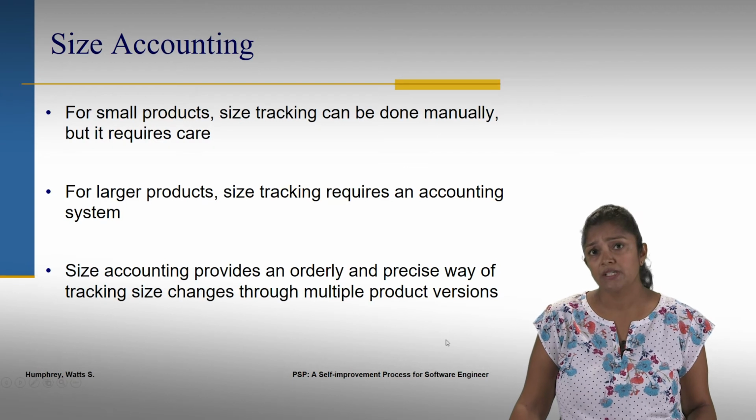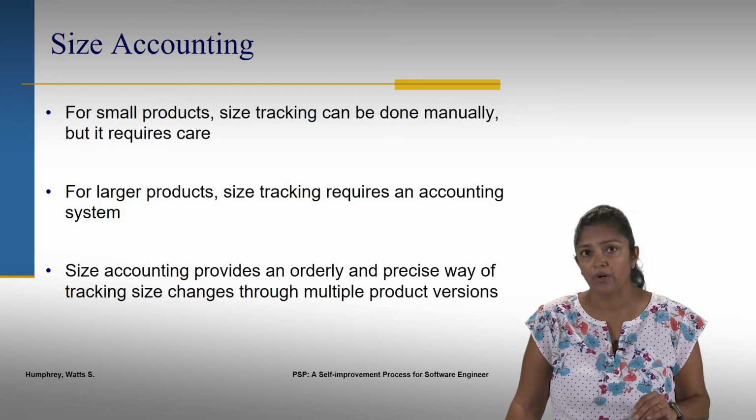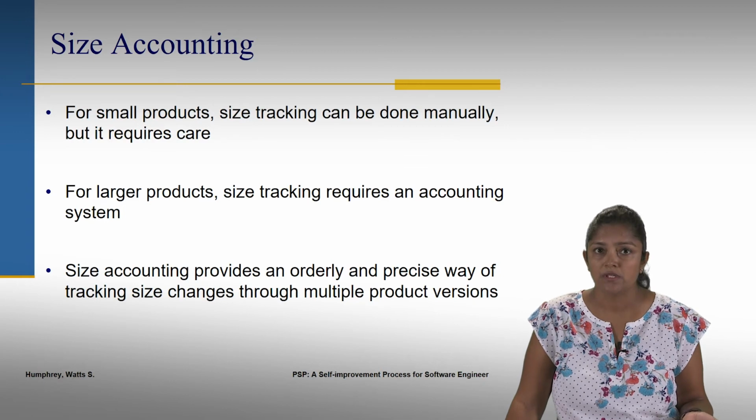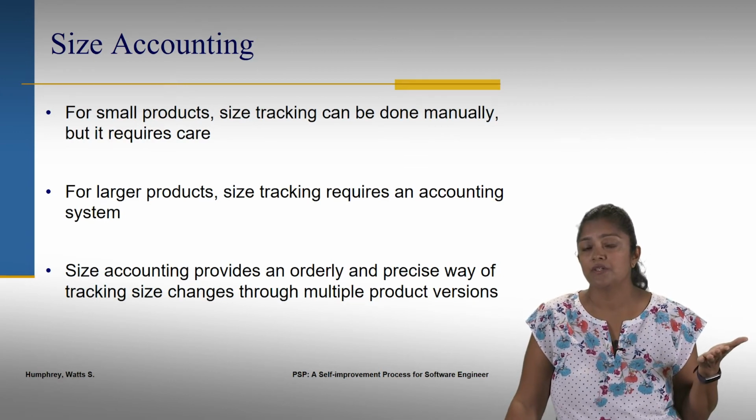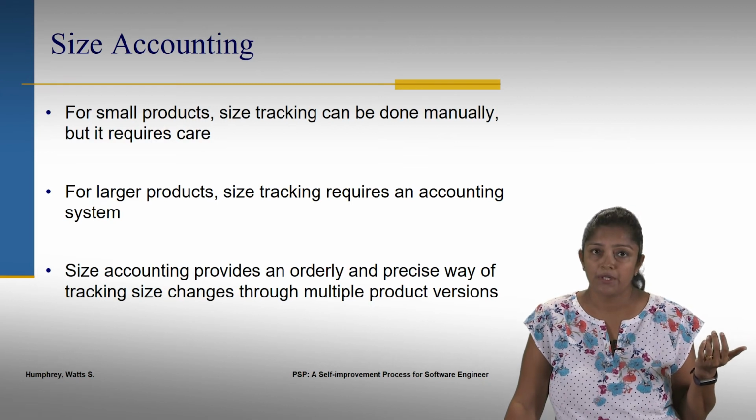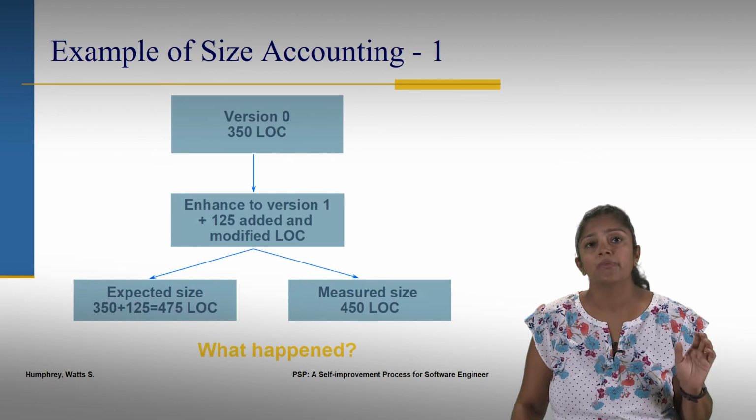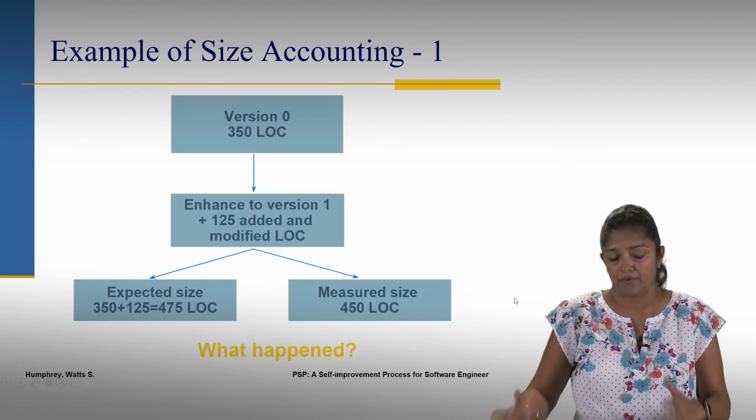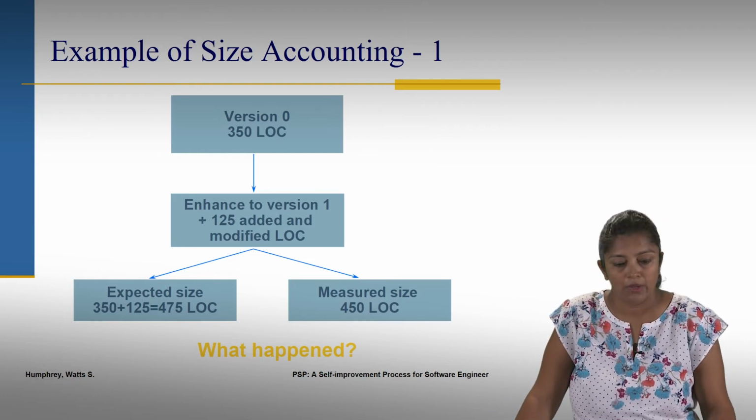So in terms of size accounting, this tracking can be done manually for small products, but the moment the products get larger, we need better ways of doing it, and we need tools for doing it. Also, as the size of the software gets large, there are multiple product versions, and it quickly gets complicated to do size accounting. To give you an example, say we have a version 0 of a particular software, and say there are 350 lines of code in it.